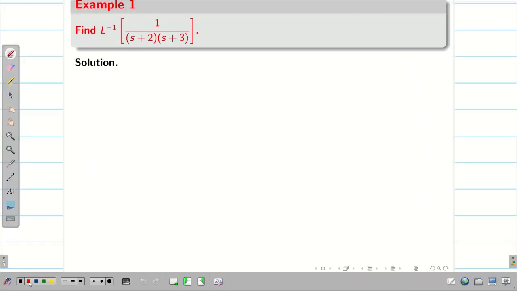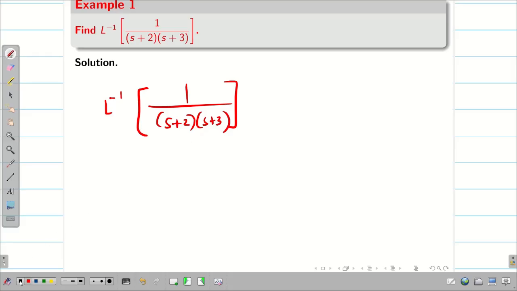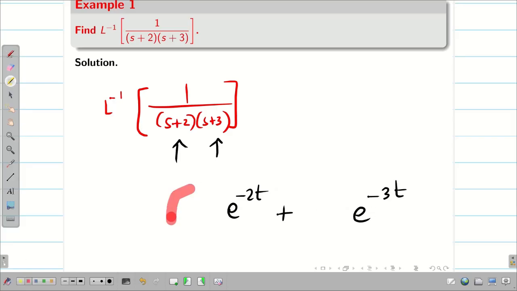Now, from the problem, what we understand is, whenever L inverse of something is given, I can guess the answer immediately. My job is to find only the constant. You see, I have two terms, so I am going to get e power minus 2t, e power minus 3t, plus some constant a and some constant b. Hope you understand, students. So, in partial fraction, we have to find only the constants. The answer is immediately known by seeing the question.